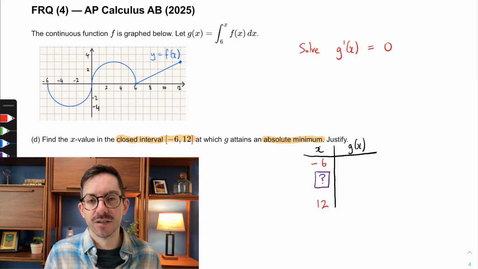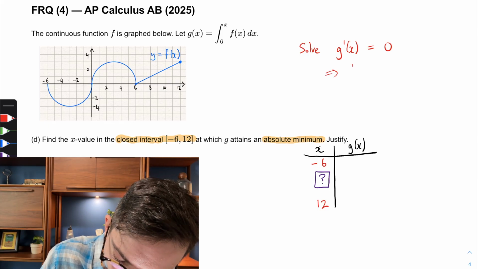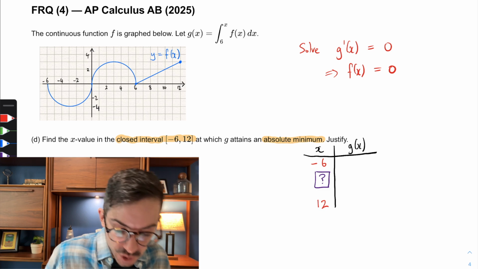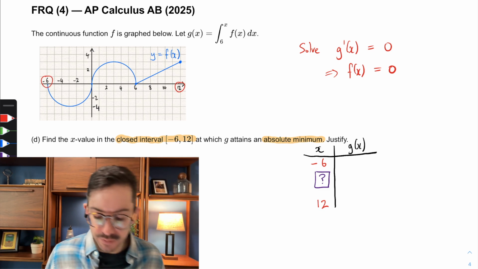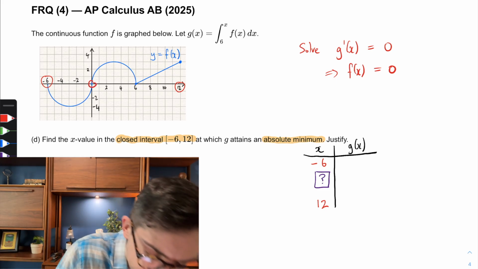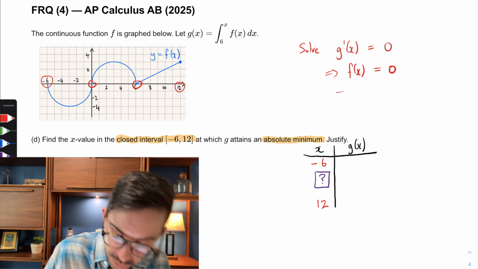Well, the great news is we know what g prime is. Fundamental Theorem of Calculus. We used this in part A and part B. g prime is just f. So we want to solve f of x is equal to 0. Well, I can read this just from the graph, right? So I certainly know that x equals -6 and x equals 12 are in the table. What other values do I need to put in? Well, wherever f is giving me 0 as its output, so where f is crossing the x-axis. So this happens at x equals 0 and x equals 6.